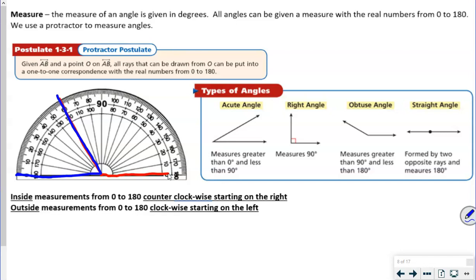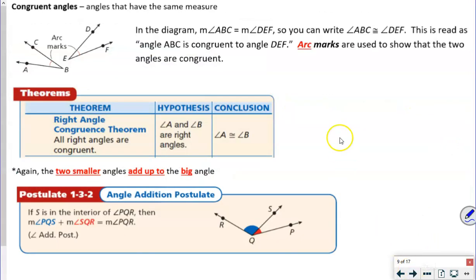So the inside measurement from 0 to 180 is counterclockwise starting at the right, and the outside measurement 0 to 180 is clockwise starting on the left, okay? Hopefully you guys remember that an acute angle is between 0 and 90. A right angle measures 90 degrees. An obtuse angle measures between 90 and 180, and a straight line is formed by two rays that go in opposite directions and they measure 180 degrees. So anytime you have a straight line or straight angle, then it's 180 degrees.